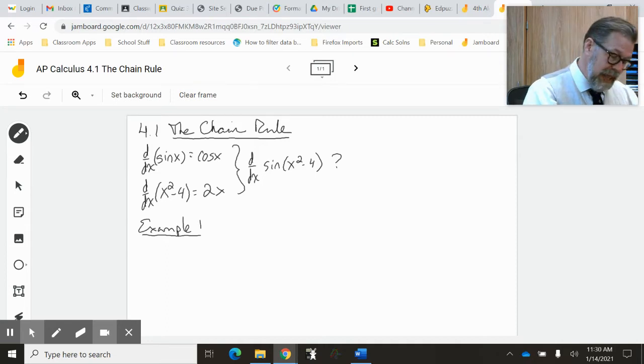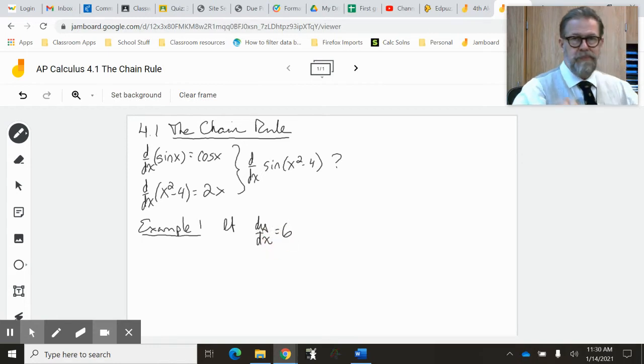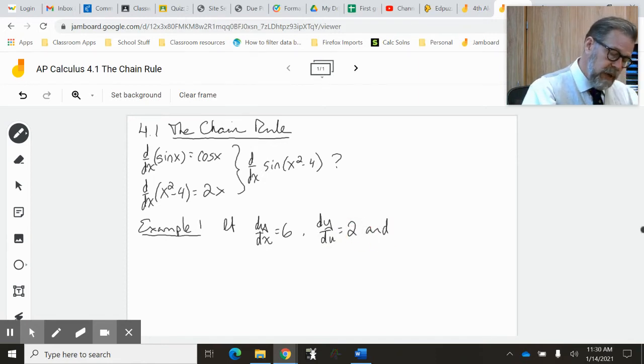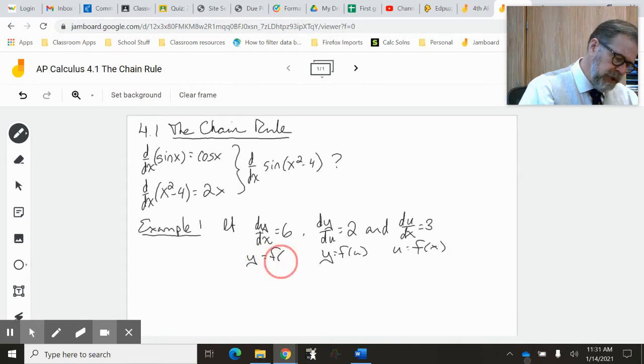If we know that the derivative of y with respect to x is 6, so that's something that has a slope of 6. And we know that the derivative of y with respect to some other function u is equal to 2, and the derivative of u with respect to x is 3. Now, notice that y is a function of u, so we've got y equals some function of u, and u is some function of x. And so then what's the relationship between y and x?